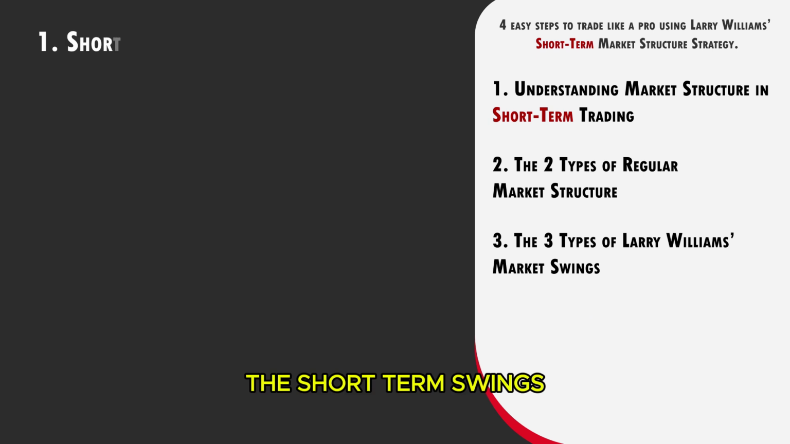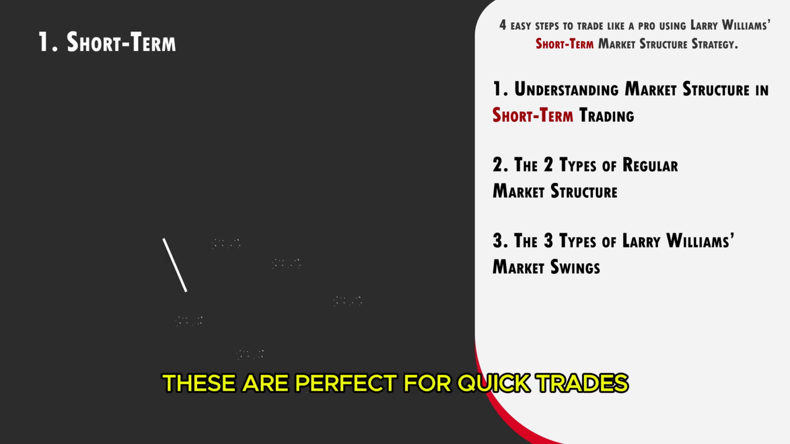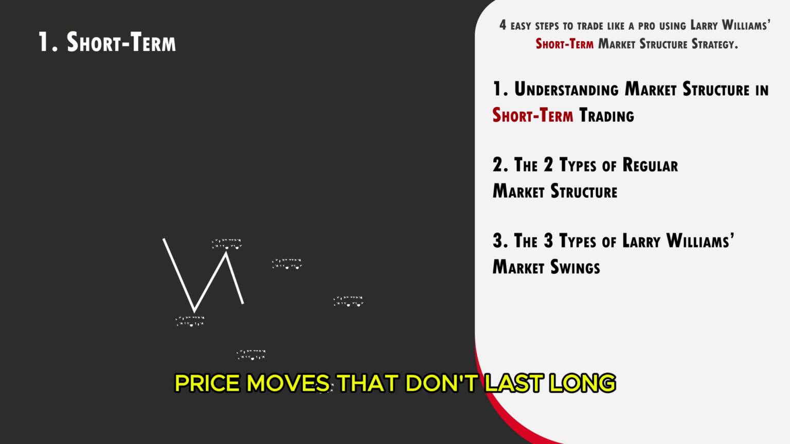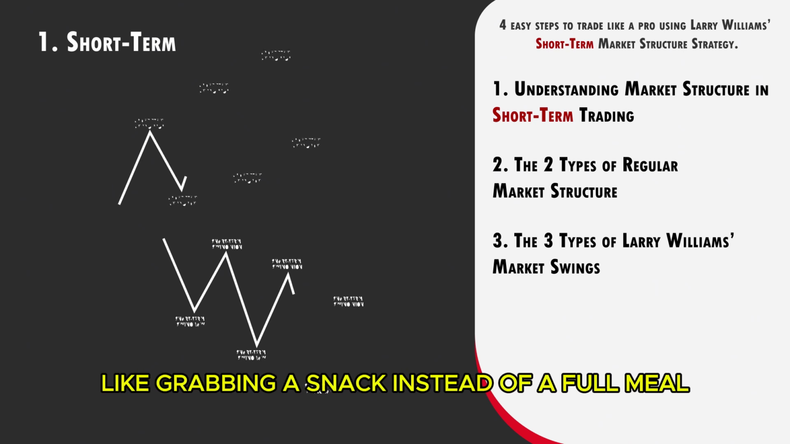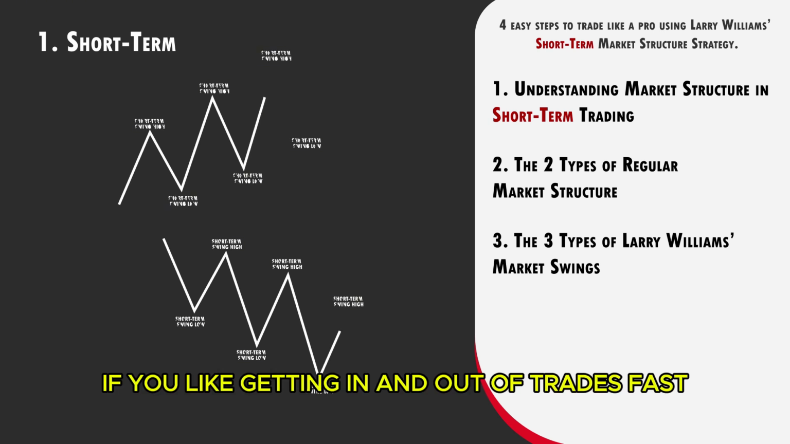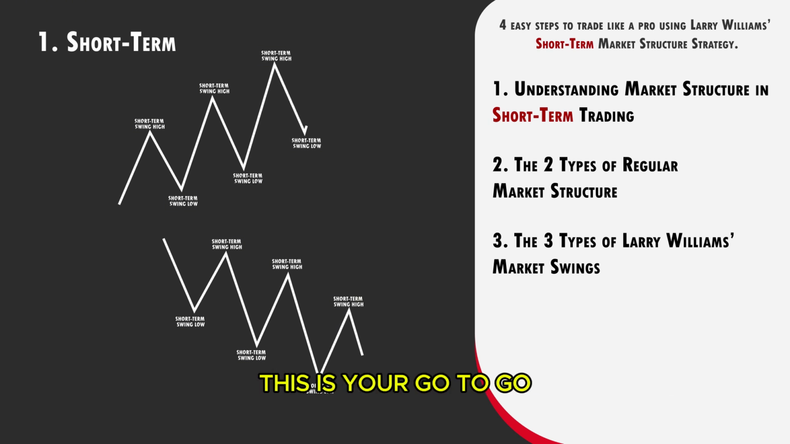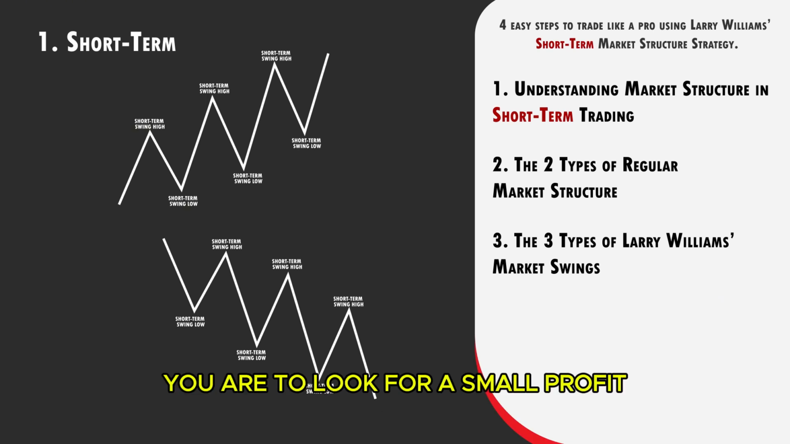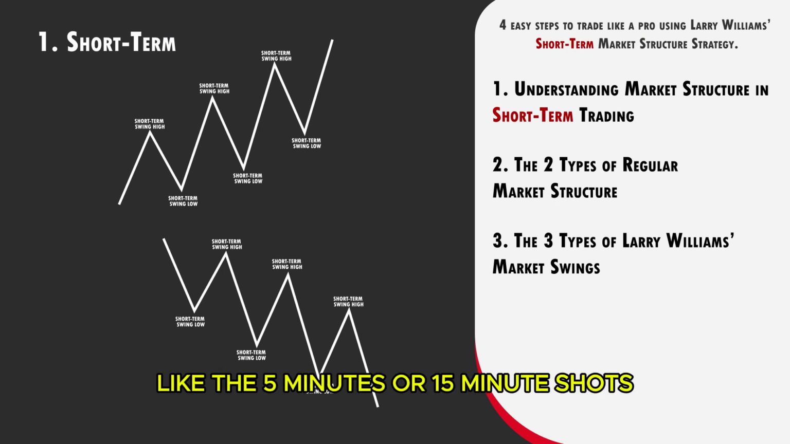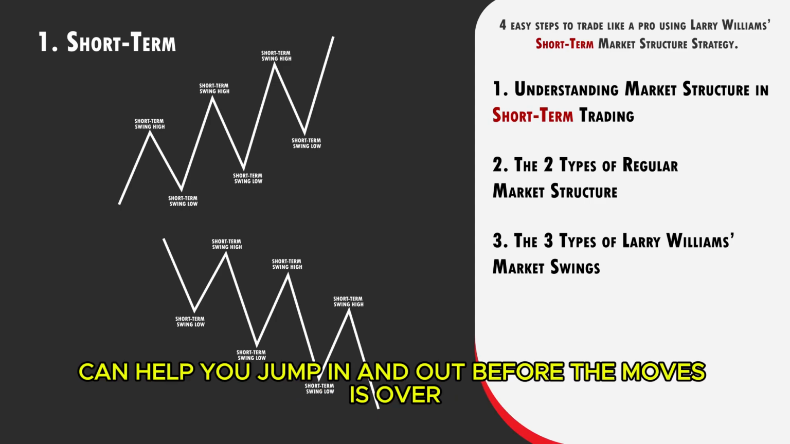1. The short-term swings. These are perfect for quick trades. Short-term swings are all about catching those small price moves that don't last long, like grabbing a snack instead of a full meal. When to use it? If you like getting in and out of trades fast, this is your go-to. You look for a small profit, but more often. The key tip: focus on the lower time frames, like the 5-minute or 15-minute charts. Spotting quick highs and lows here can help you jump in and out before the move is over.